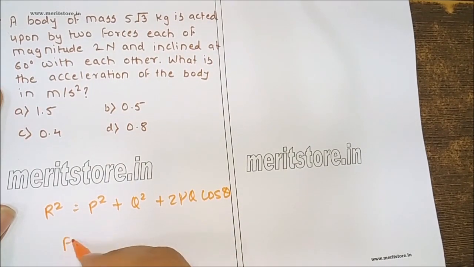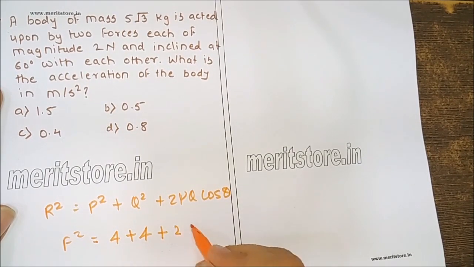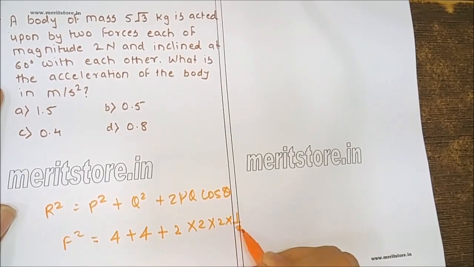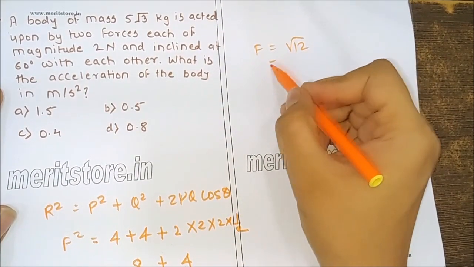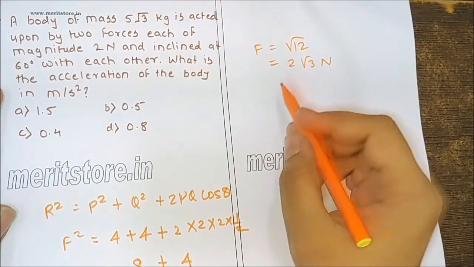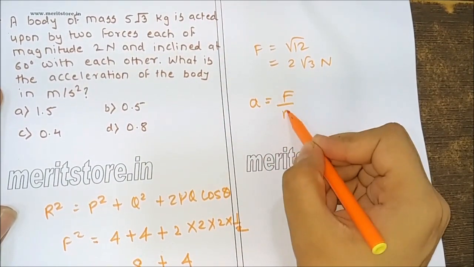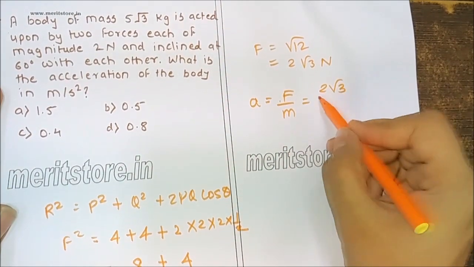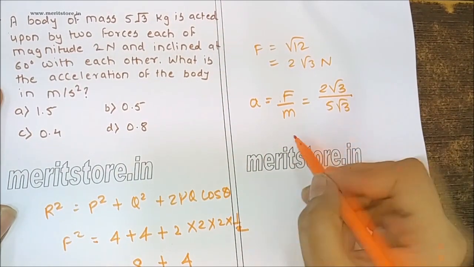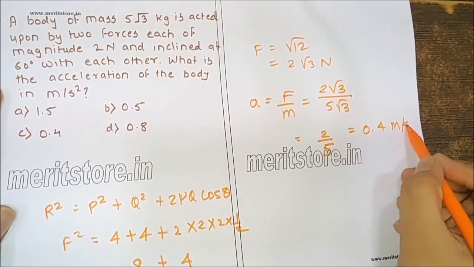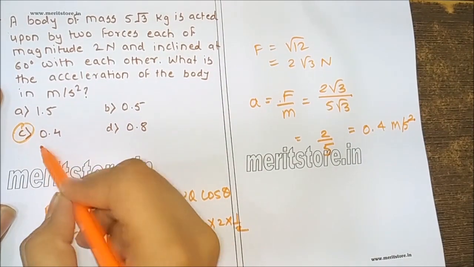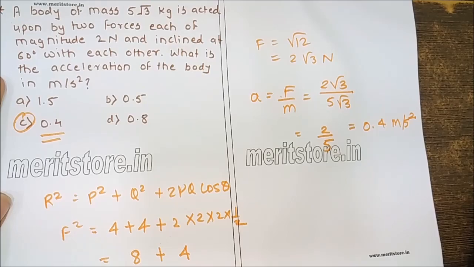So F squared is equal to 4 + 4 + 2 into 2 into 2 into 1 by 2, which is equal to 8 + 4, which is equal to 12. So F is equal to square root of 12, which is equal to 2 root 3 Newton. A is equal to F upon m. The value for F is 2 root 3 and m is 5 root 3, which is equal to 2 by 5, which is equal to 0.4 meter per second squared. So option C, 0.4, is the correct answer.